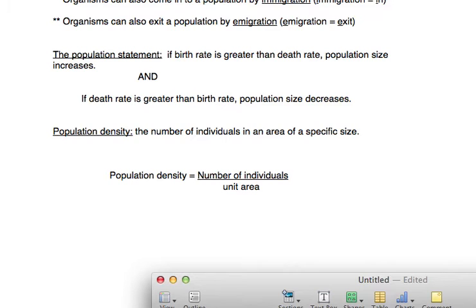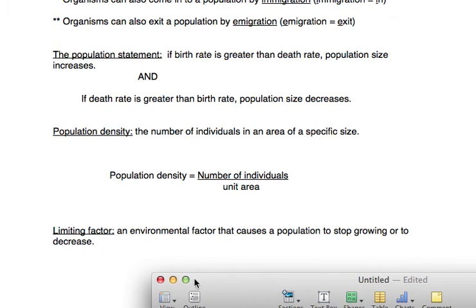Next, we've talked about how populations can grow by organisms being born, populations can shrink by organisms dying, they can also grow by organisms moving in and shrink by organisms leaving. Well, what is going to keep a population from just growing out of control? It's something called a limiting factor. So that's our next definition. A limiting factor is an environmental factor that causes a population to either stop growing or to decrease.